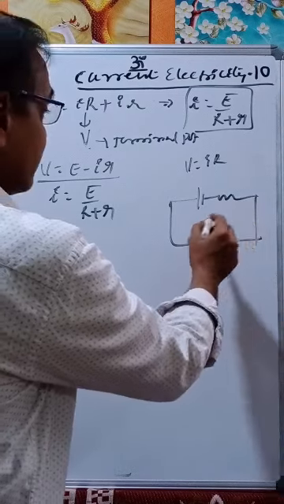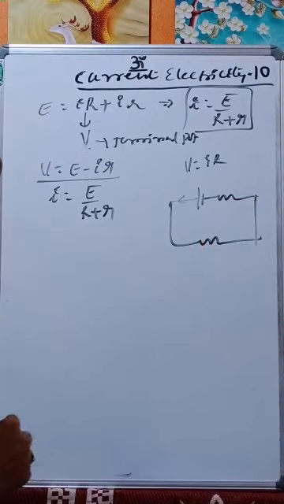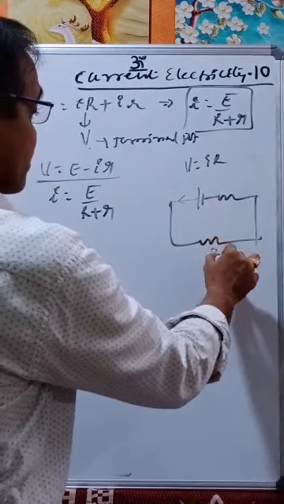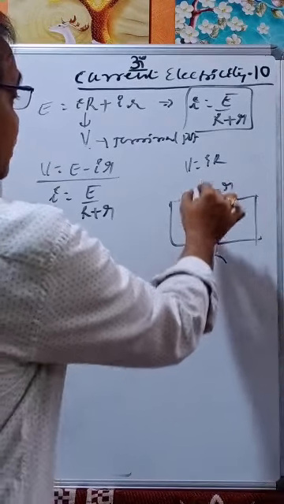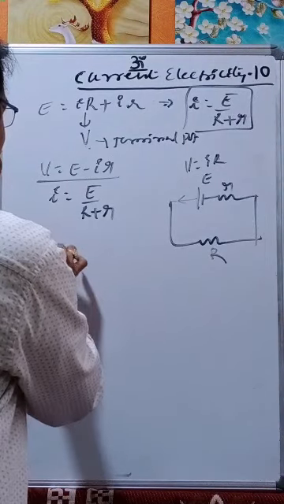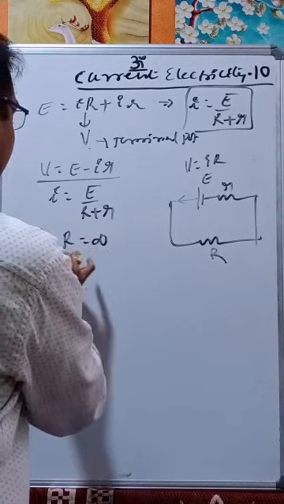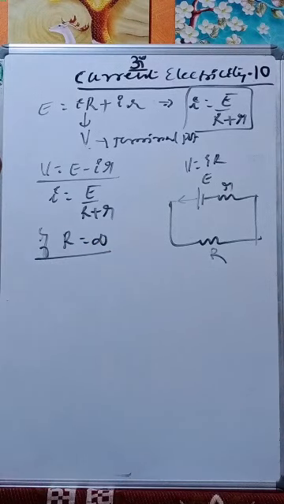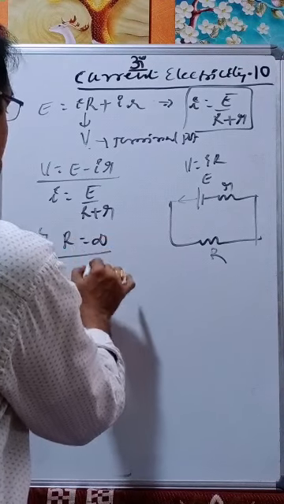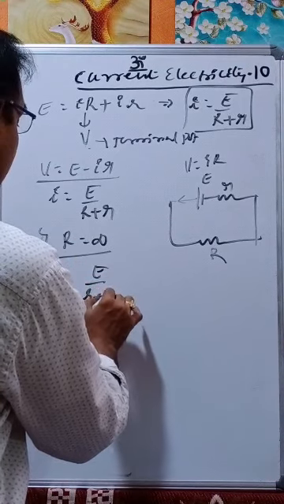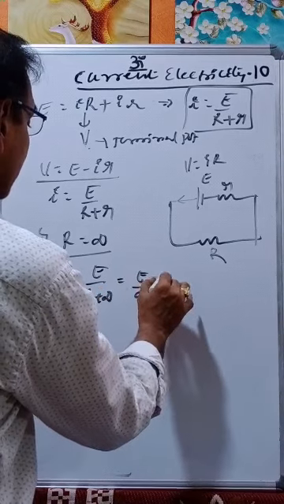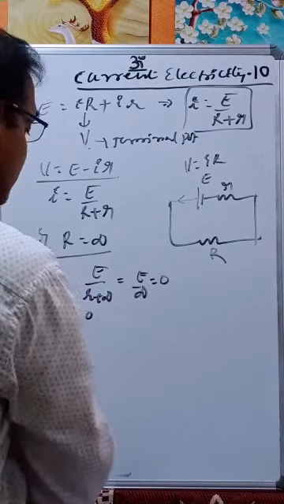The circuit is like this, and current is flowing like this. This is external resistance R, this is E. Now if R is equal to infinity, then what is the current I? I is equal to E by R plus infinity, which becomes E by infinity, equal to 0. Current I is equal to 0.